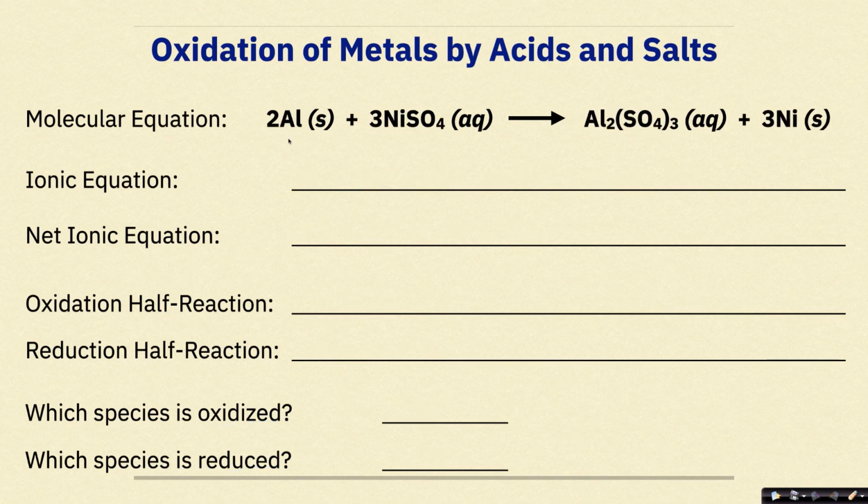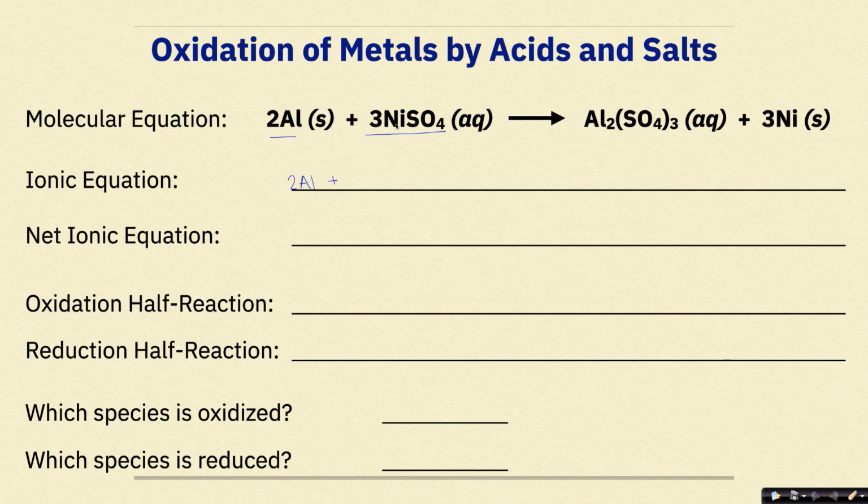Our molecular equation is 2Al plus 3NiSO4 yields Al2SO4 and 3Ni. So we can see that it is already balanced, and our ionic equation is going to be as follows.